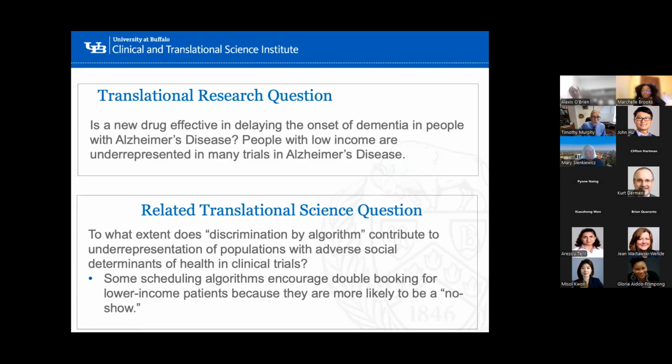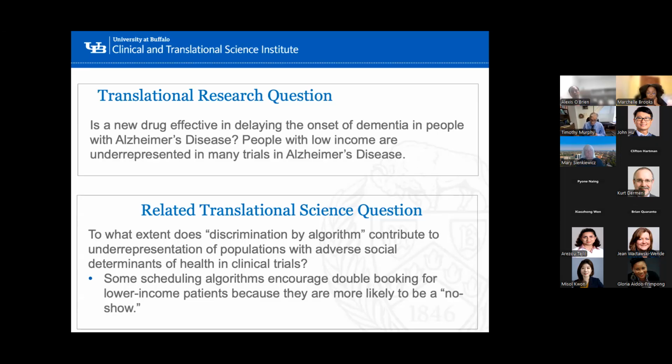Another one. Okay. Is a new drug effective in delaying the onset of dementia in people with Alzheimer's disease? So people with low income are underrepresented in many trials in Alzheimer's disease. So what's a related translational science question? Well, to what extent does so-called discrimination by algorithm contribute to underrepresentation in certain populations? For example, with adverse social determinants of health, like poverty.